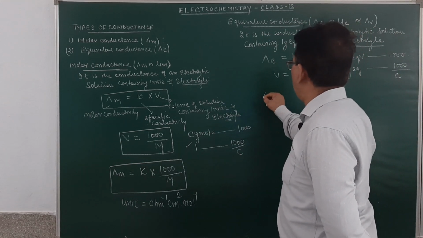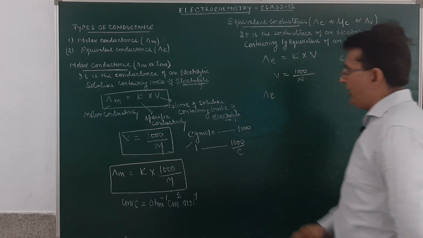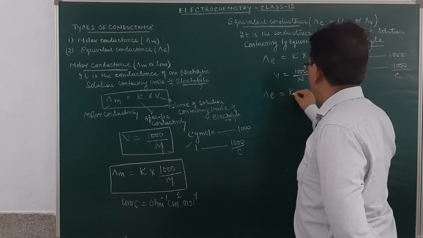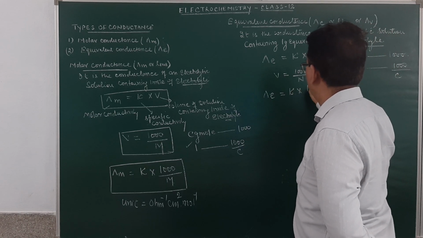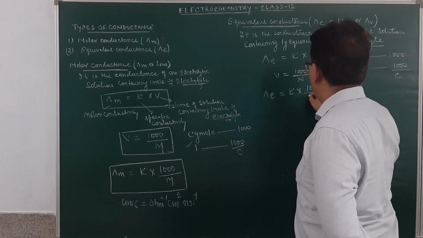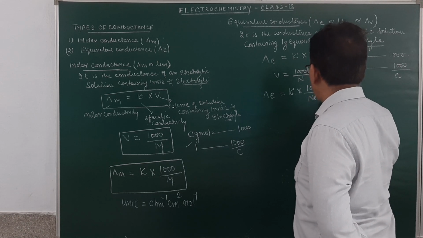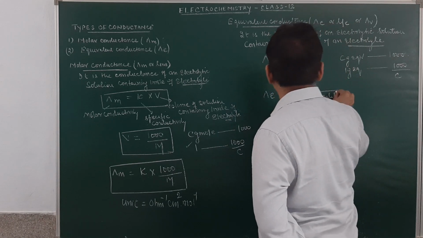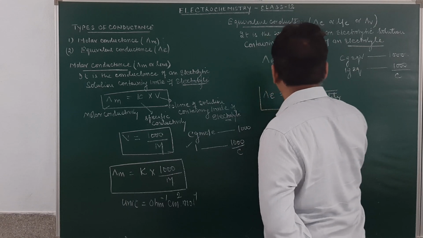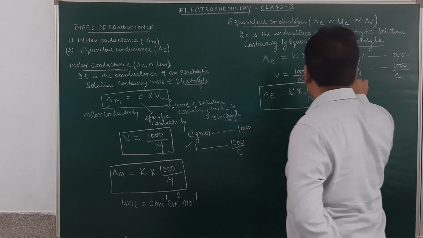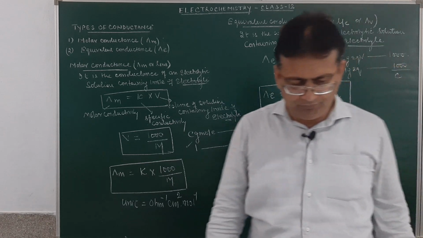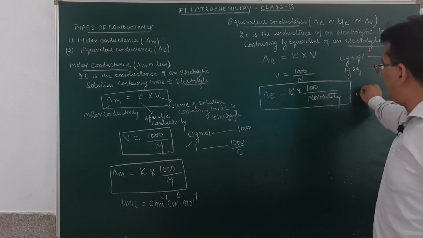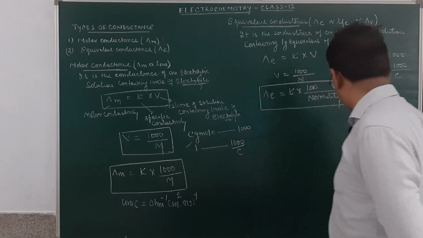So what is the formula of equivalent conductivity obtained over here? Equivalent conductivity will be equal to kappa into 1000 upon normality of the solution. This is how we may find out the equivalent conductivity of the solution. Am I clear over here? Fine. These will be two very important numerical problems which will be asked to you in the board examination.